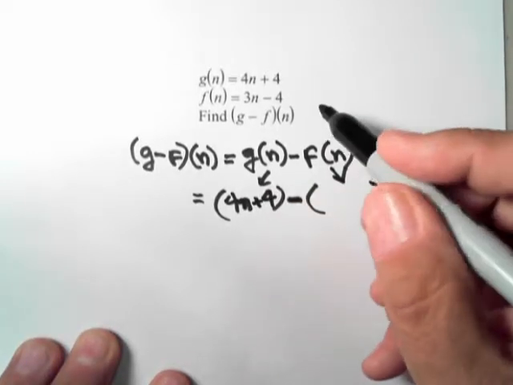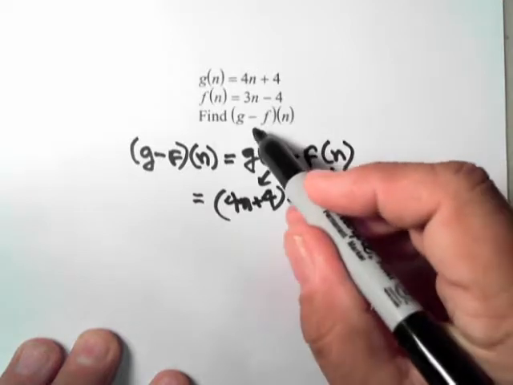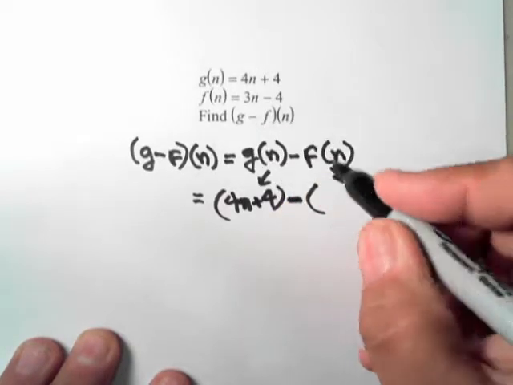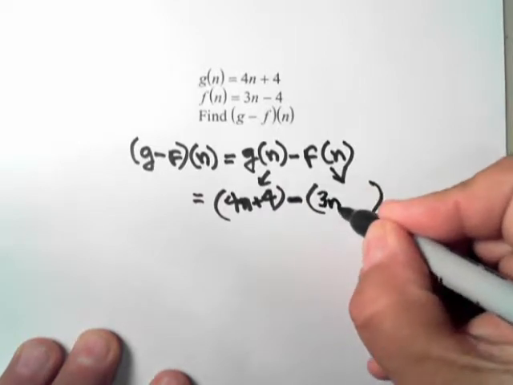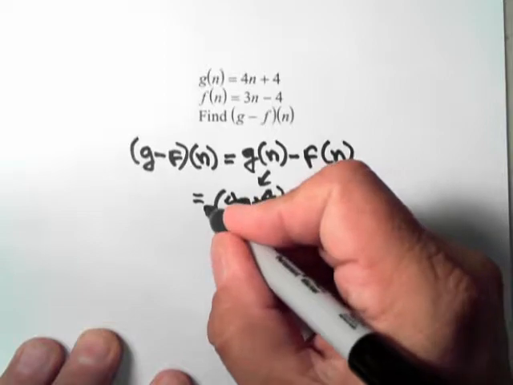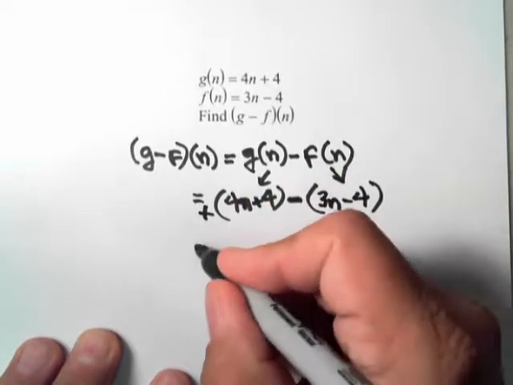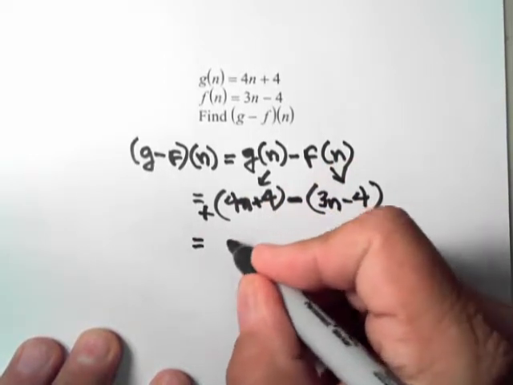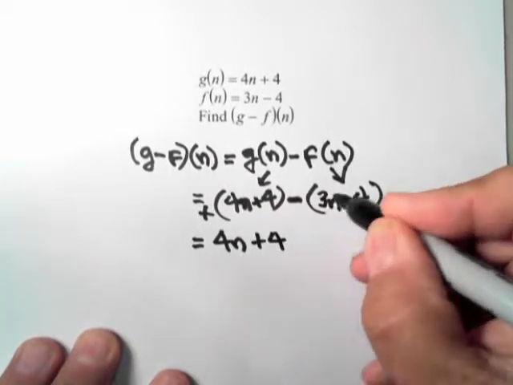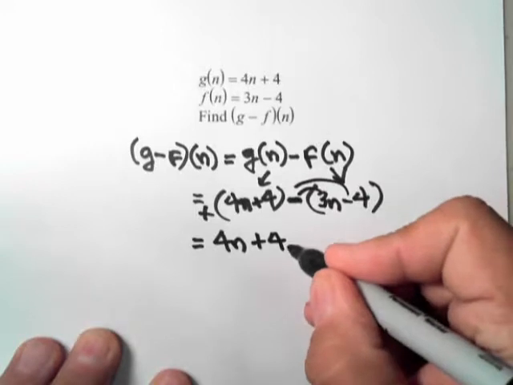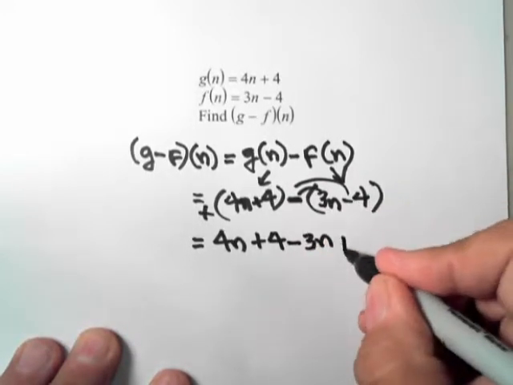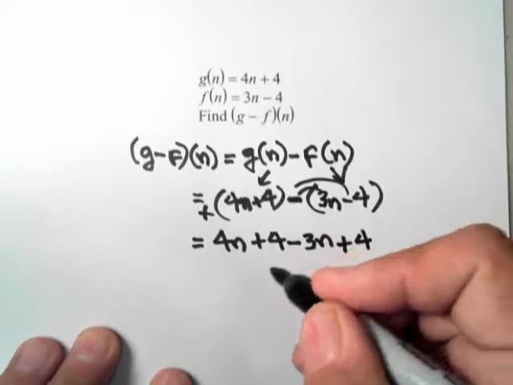Okay, and what's the f of n equal to? Looks like it's 3n minus 4. Okay. So, clean this up. Officially, this first set of parentheses has a plus in front of it. So, we've got here 4n plus 4. Now, distribute the minus in. Minus 3n. Minus times minus gives you plus, so plus 4.